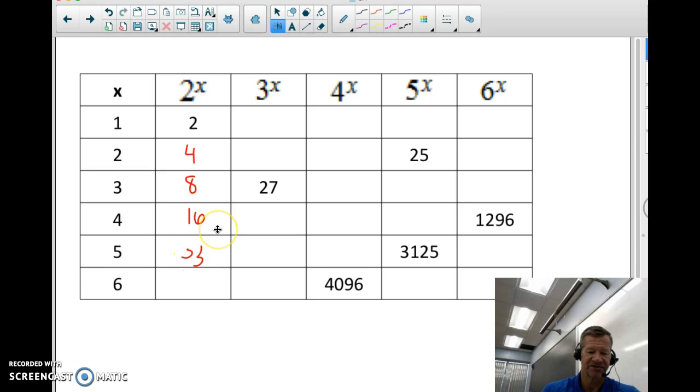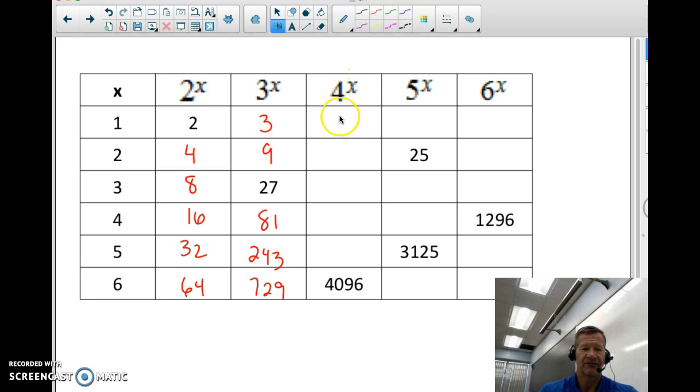Oh my goodness gracious. That is not a 32. Let me try that again. So 2 to the fifth is 32, and 2 to the sixth is 64. And I'm going to continue to fill this out. 3 to the x. So 3 to the first is 3. Now keep multiplying by 3. 3 to the second is 9. 3 to the third, 27. To the fourth, 81. To the fifth, 243. And to the sixth, I think, is 729.